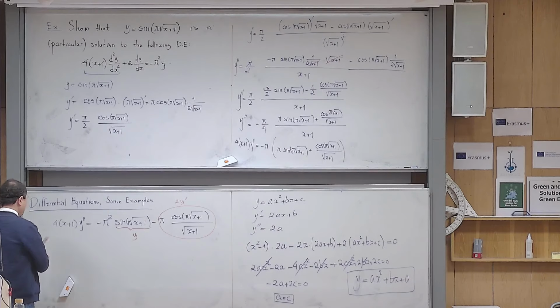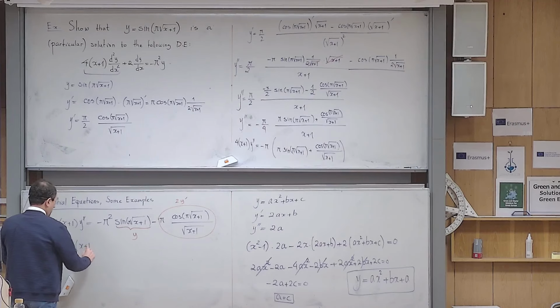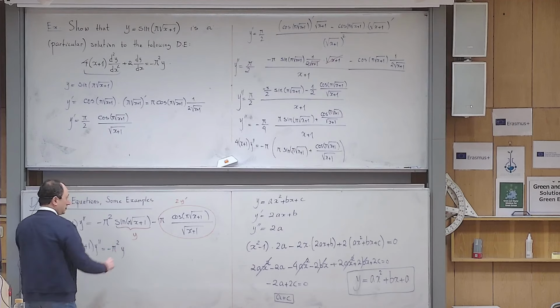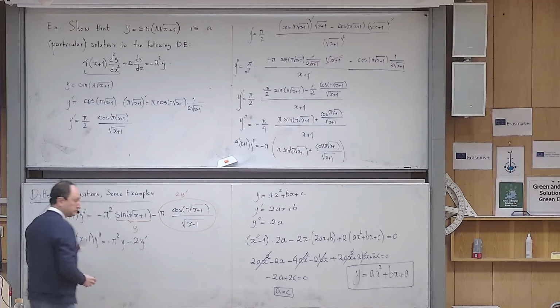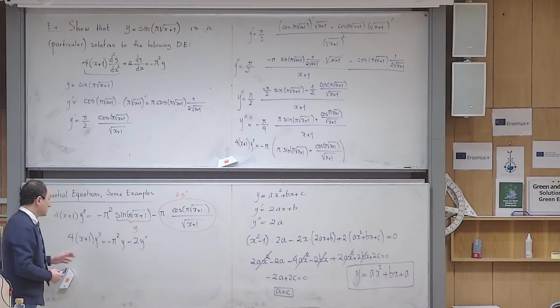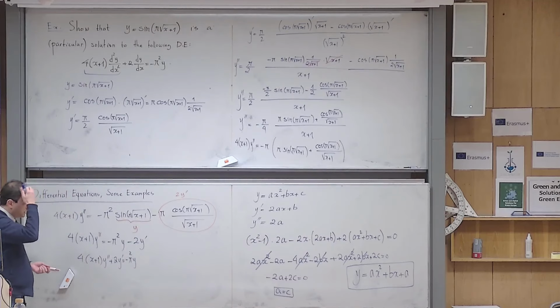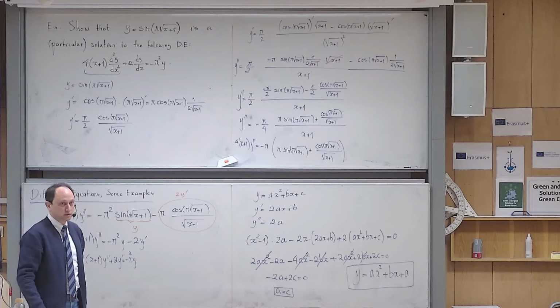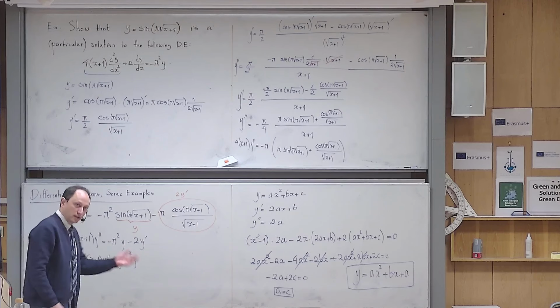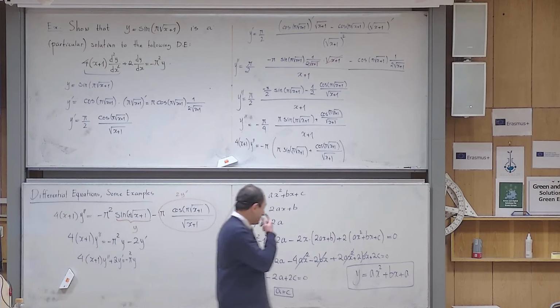Yes, because this becomes 4x plus y, y double prime is equal to minus pi squared times y minus 2y prime. And now I move this to the other side. So it becomes (4x plus 1) y double prime plus 2y prime is equal to minus pi squared y. This is one way. I'm not saying this is the only way, but this is plausible. Yes. Any questions? So even checking that the answer is this might sometimes be cumbersome.